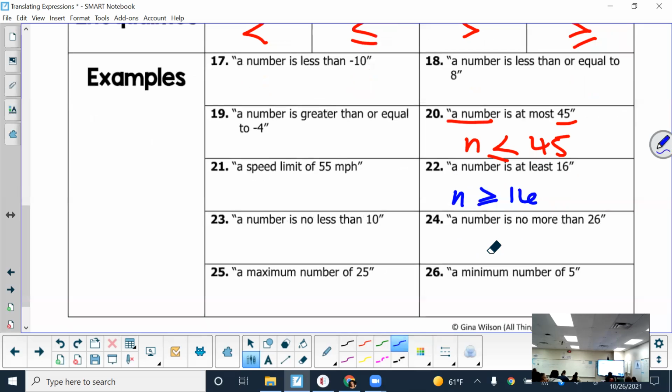With that logic, you guys can try 24 and 25, and then we'll call it a day on the notes. So try 24 and 25. When you finish those two, you can take out your Chromebook and get started on your puzzle piece in school.